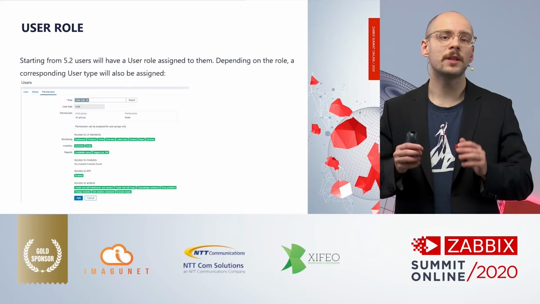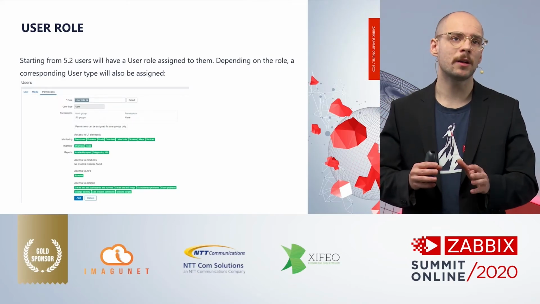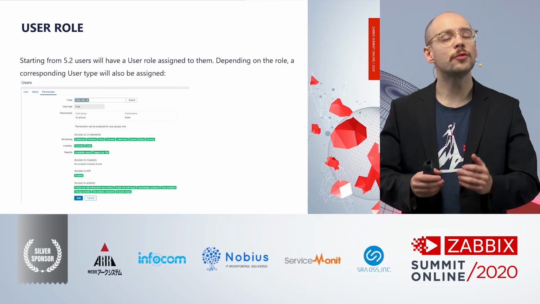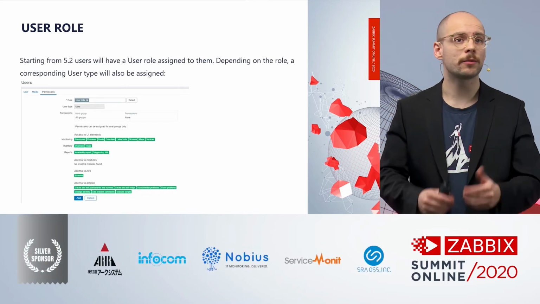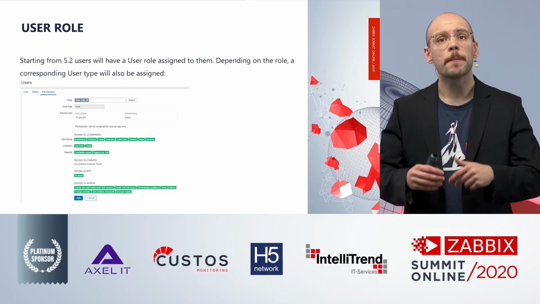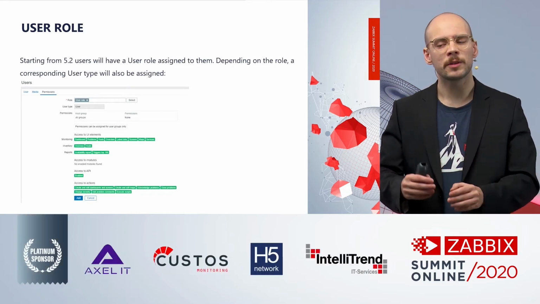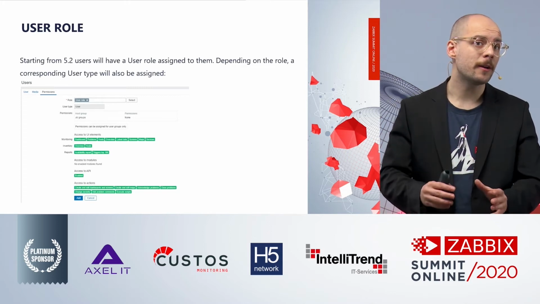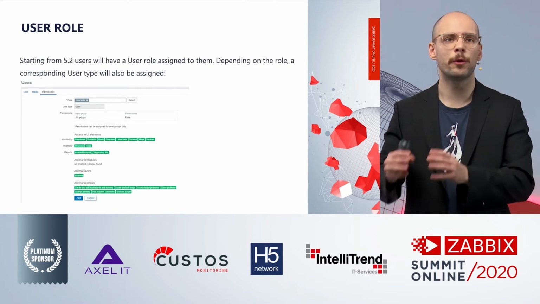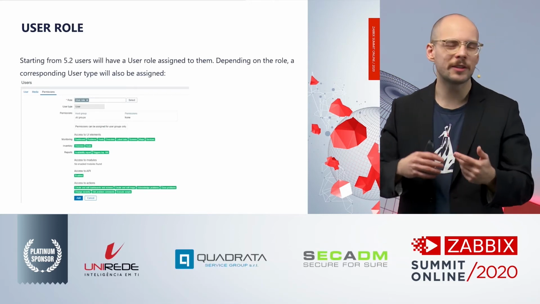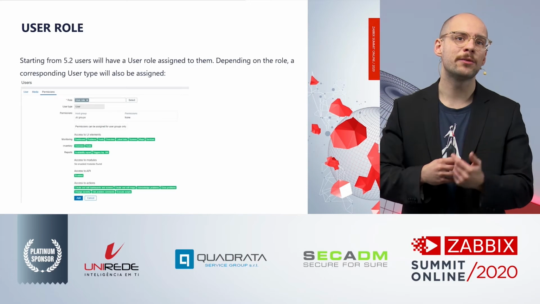So this is something completely new. User roles in 5.2, this is what they're called. Each user will have a role assigned to them, so not just the user type, but also a user role. And depending on the role, a corresponding type will be assigned. So types are still there, but they are linked to user roles, and user roles are linked to users. So types are linked to users indirectly through the user role.